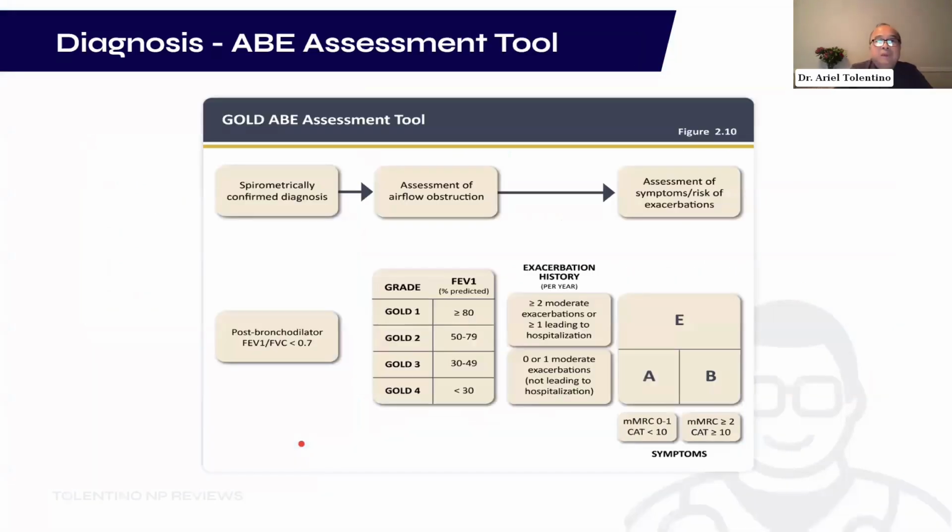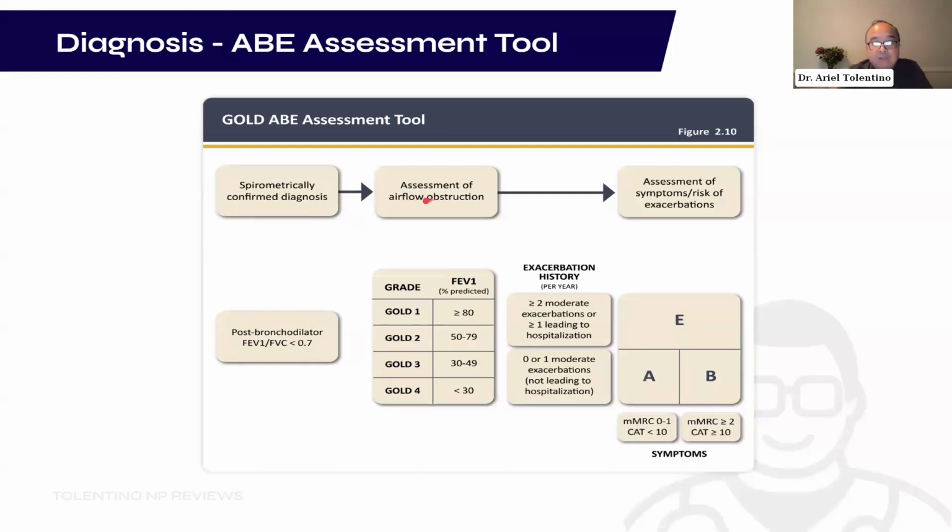Now, we go to a very, very important chart. And this chart is the GOLD ABE assessment tool, okay? Now, this tool is very important because it guides us in the diagnosis of COPD. And of course, we read this from left to right, guides us to spirometry readings with the mandatory value, which gives us the diagnosis of COPD.